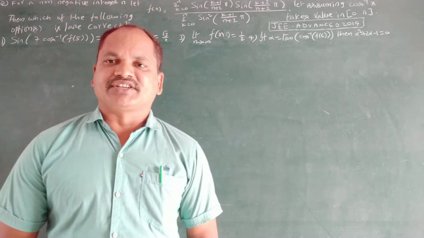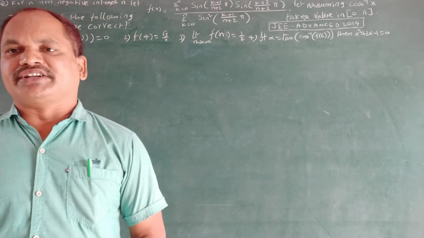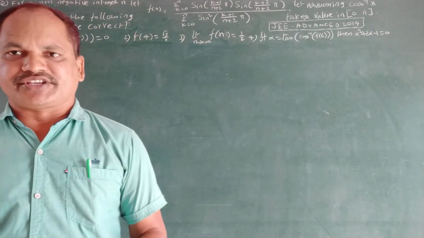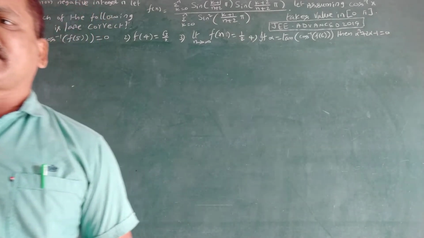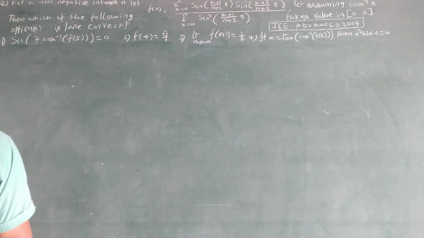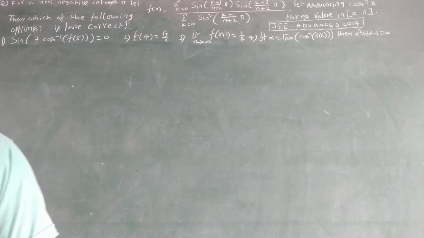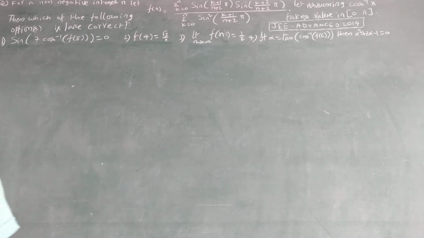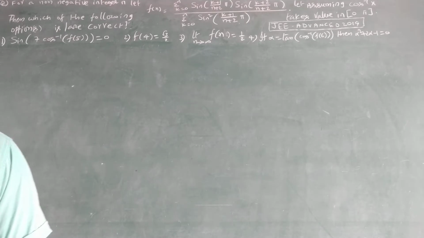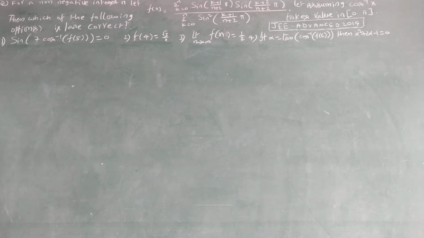Okay, dear students, observe the question. For non-negative integer n, f(n) = Σ_{k=0}^{n} sin((k+1)π/(n+2)) · sin((k+2)π/(n+2)) divided by Σ_{k=0}^{n} sin²((k+1)π/(n+2)). Assume cos⁻¹ x takes values in the closed interval [0, π]. Then which of the following options is/are correct?